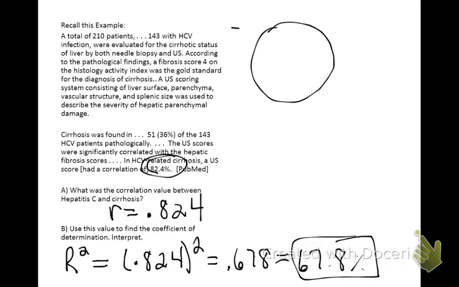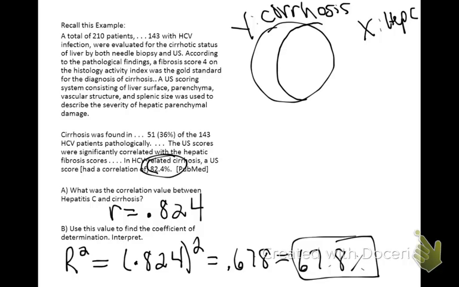Remember, we're trying to predict cirrhosis using hepatitis C. And we saw that about 67.8% of this can be explained by the hepatitis C. So 67.8% of the variability in cirrhosis can be explained by the regression on hepatitis C.